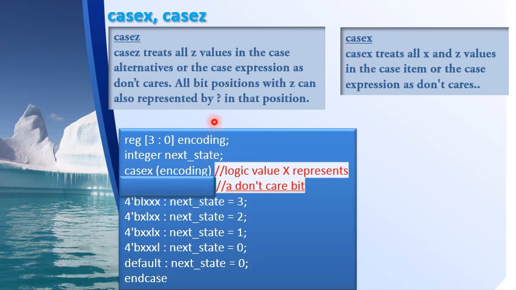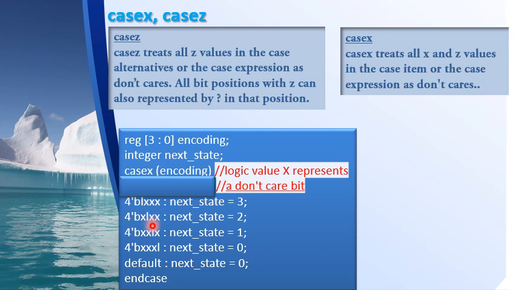We'll see as an example a small piece of code where encoding is declared as a 4-bit register and state as an integer. Now I have casex and the case expression is encoding. For the 4-bit register, I have given 4 different values here. 4'b1xxx means it is only checking whether the most significant bit is 1. If the most significant bit is 1, irrespective of what the other bits are, the next state will be assigned 3. Similarly, the second alternative is 4'bx1xx.